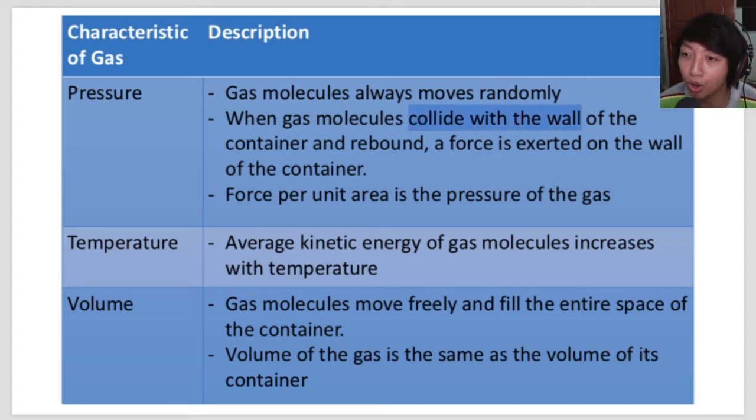Collide with the wall more often. And so what happens to pressure? Again, it goes up. So as you can see, all these things are actually related to one another, which you actually already learned way back in Form 2, right? So that's that. We're still only just reviewing what you already know from Form 2, but I hope you're already getting the idea that these three things are all related to one another.